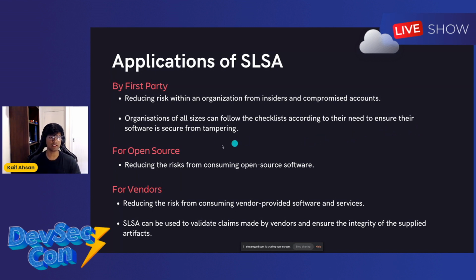And zooming into that organization security, organizations can use SLSA to securely consume open source software. And it's not just open source software. It's also the software we're getting from our vendors and our third parties and other places. We can use SLSA to ensure that the software they created and the software we are using are actually the same one, and nothing has been tampered with.